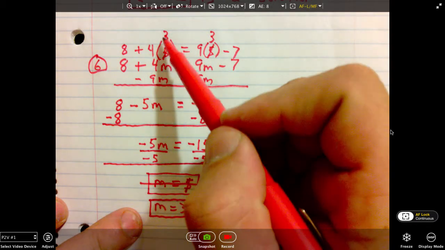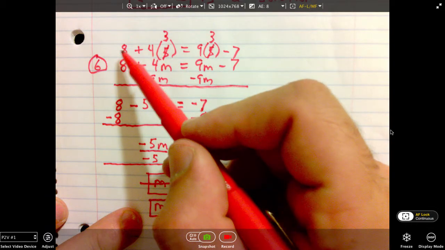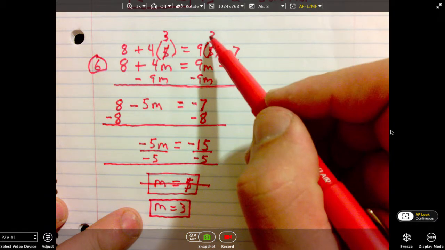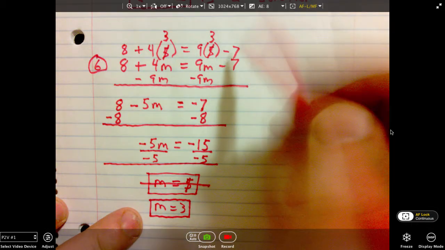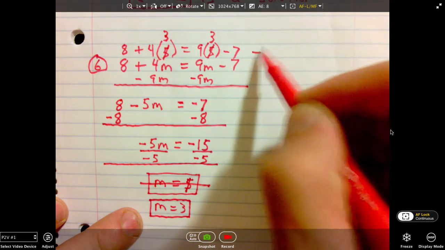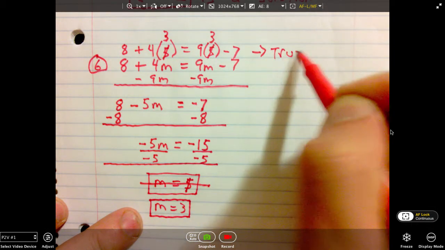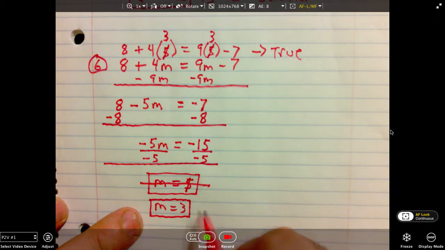4 times 3 is 12. 12 plus 8 is 20. 9 times 3 is 27. 27 minus 7 is 20. This statement is now true. So, m equal 3 is a solution.